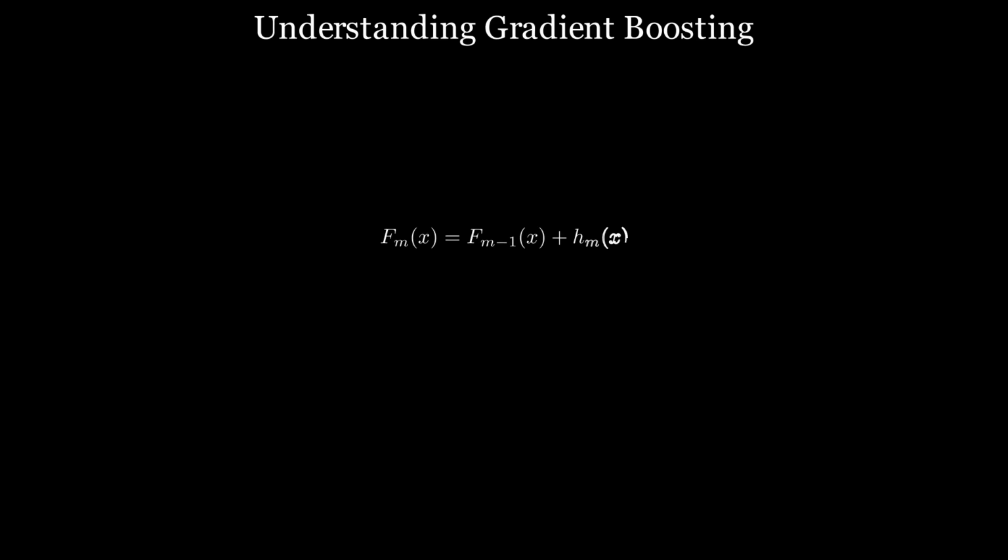Mathematically, we start with a base model, f0 of x, and iteratively add new weak learners, hm of x, to improve our overall prediction. Let's dive into the 4 key steps of the original gradient boosting algorithm proposed by Jerome Friedman.